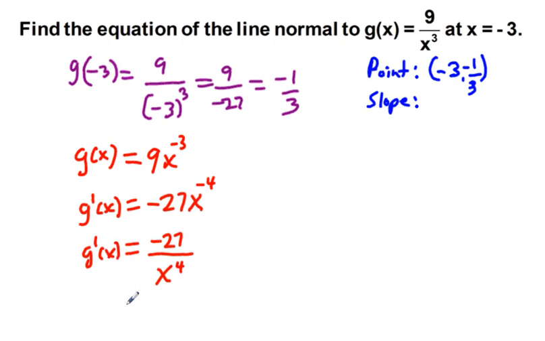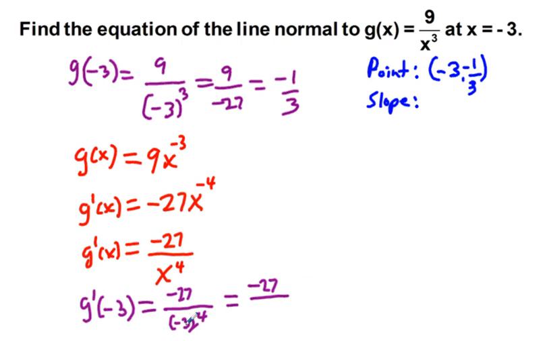Next, we want to find g prime of negative 3. So we substitute in negative 3 wherever we see x. We maintain the negative 27 in the numerator, and in the denominator, negative 3 to the fourth power. 3 cubed is 27, and 27 times 3 one more time will be 81. And with a to the fourth power, a negative times a negative times a negative times a negative will be positive. So we have negative 27 over 81, which simplifies to negative 1/3. And this is our slope m sub t, the slope of the tangent line.